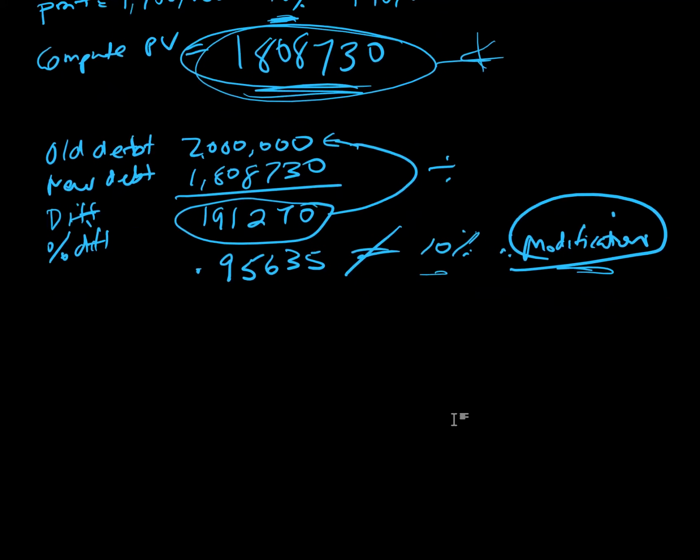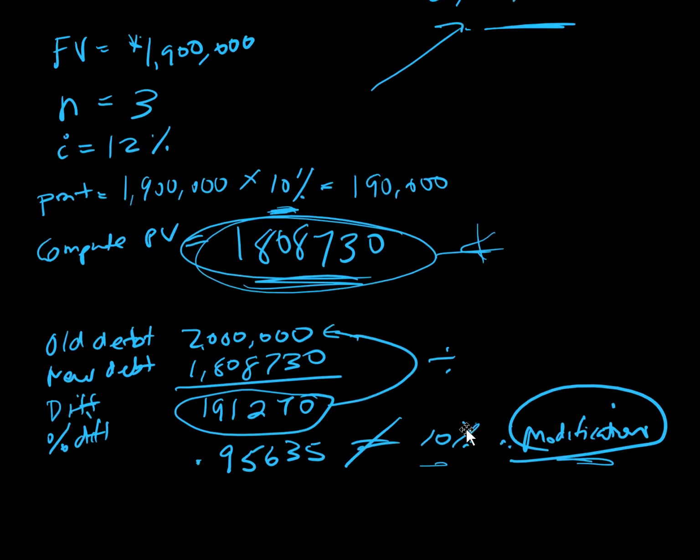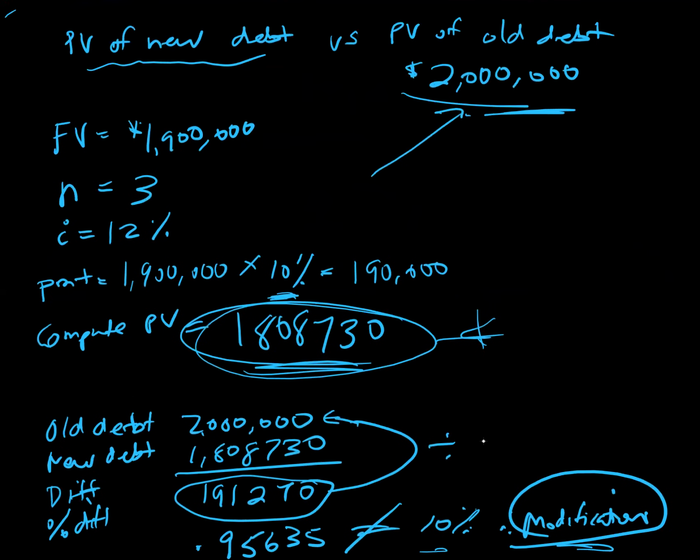So right now, what's on our statement of financial position? Right now, we have the debt on our statement of financial position at this amount, 2 million. So what's happened? The debt has decreased in value.